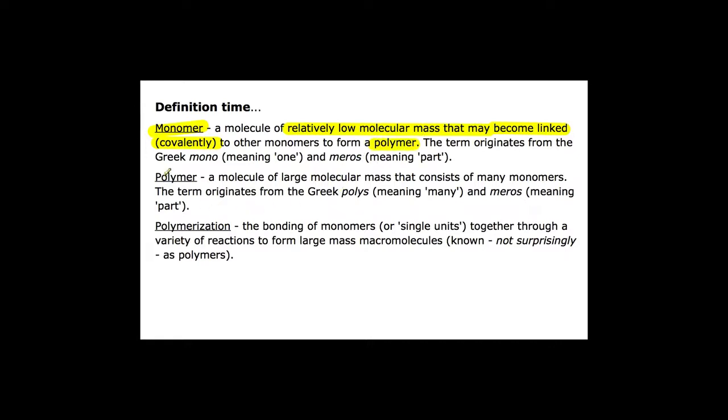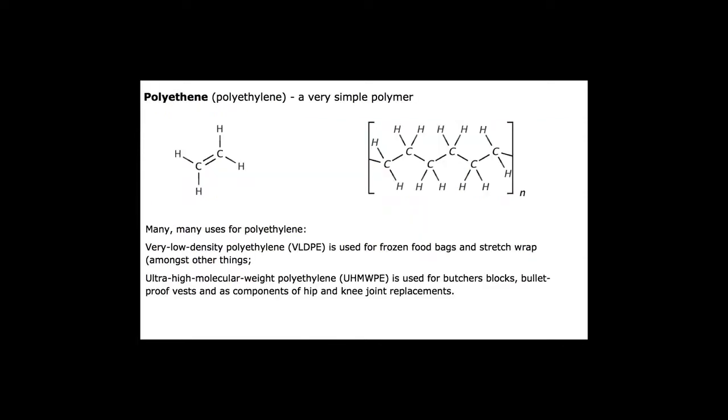And a polymer then is a molecule with a large molecular mass. This can be a huge mass, millions of AMU, and consist of many monomers, not surprisingly. And then polymerization is just the process, the reaction that allows for the bonding of monomers to form polymers. First one is probably the simplest polymer, polyethylene. Common name is polyethylene, and there it is.